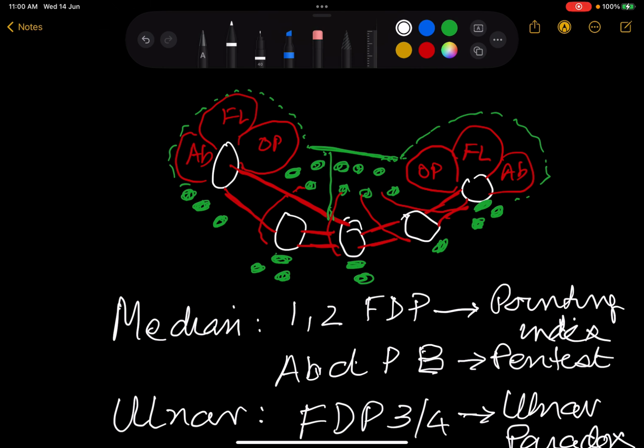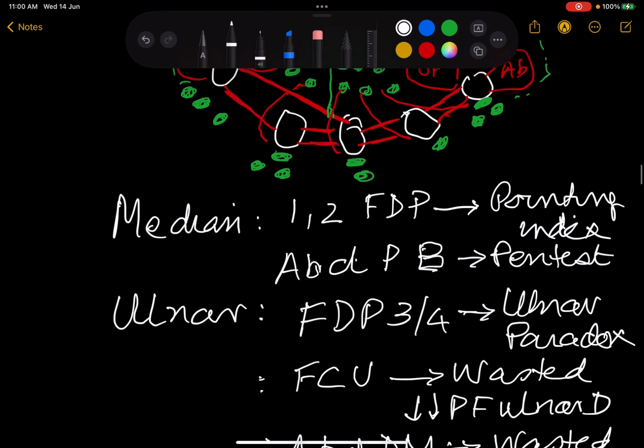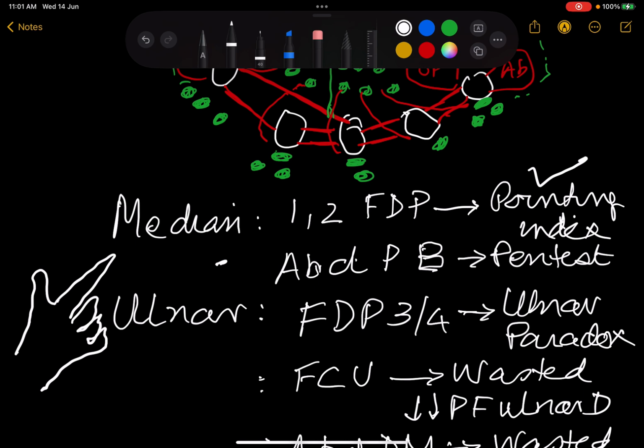Then this is the test of nerves. The median nerve supplies the first and second flexor digitorum profundus, leading to a pointing index test. Pointing index test. All the rest of the fingers are flexed, and there is a pointing index test. Then abductor pollicis, there is this pen test. So you place a pen here, and if he is able to abduct, this is called as the pen test.